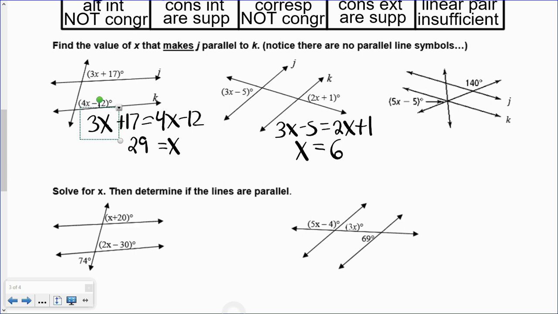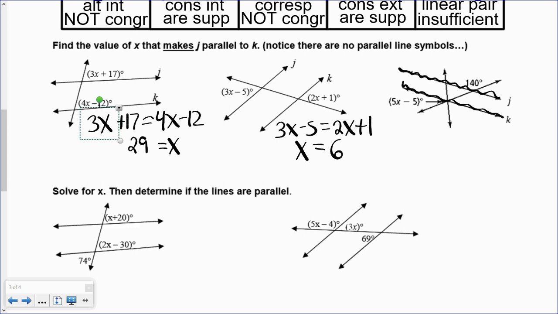Alright, so over here, this one's a little more complicated, right? I'm trying to prove that J and K are parallel, but I have two other lines that are confusing the picture. So what I want to do is trace the two lines that are supposed to be parallel, like this. I didn't have to do the highlighting in the other picture because it was already simplified. This one's a little more complicated.